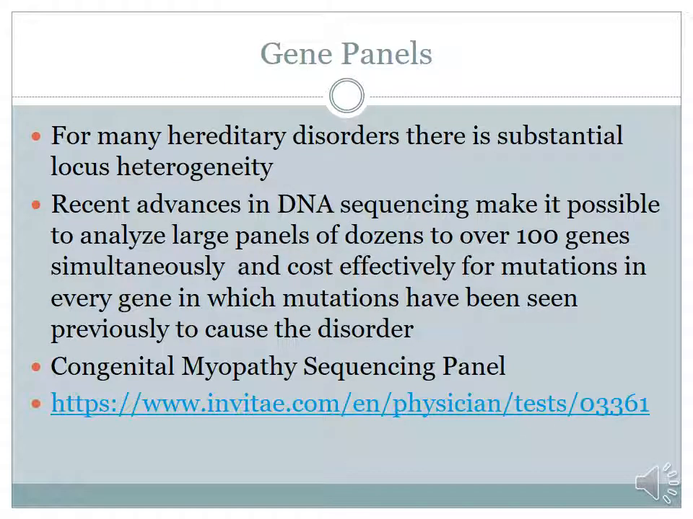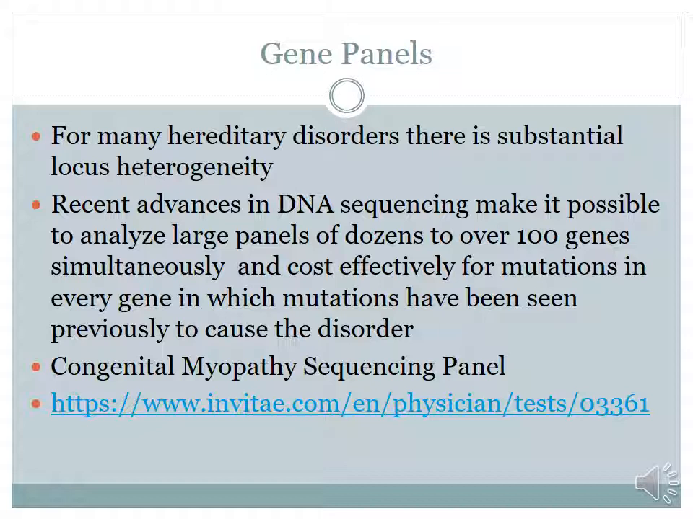Let's talk about gene panels. For many hereditary disorders, there is substantial locus heterogeneity. Recent advances in DNA sequencing have made it possible to analyze large panels of dozens to over 100 genes simultaneously, and it's cost-effective for mutations in every gene in which mutations have been seen previously to cause the disorder.